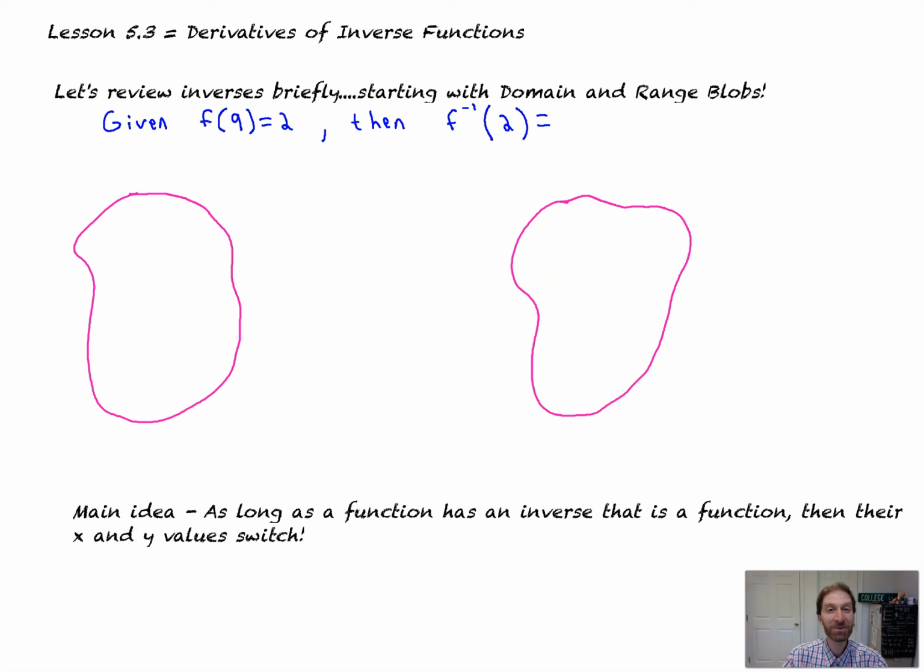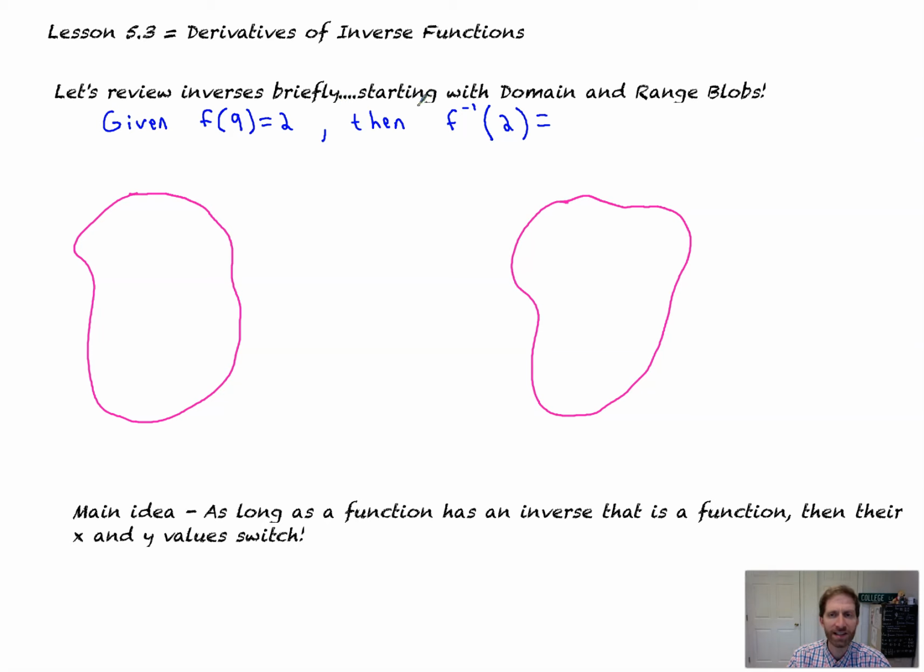All right, here we go into lesson 5.3, a short one on the derivatives of inverse functions. So why does this fit into the grand scheme of our calculus story? Well, we just got done learning about ln of x. We're going to eventually learn about derivatives of e to the x. They're inverses of each other, so it's a perfect bridge. We're going to review inverses really briefly, and I've got some good practice exercises at the end of this lesson.